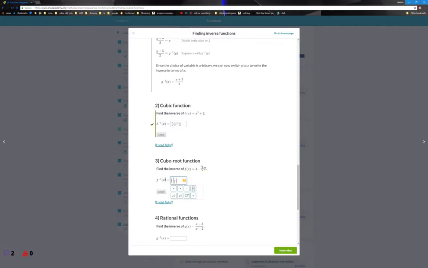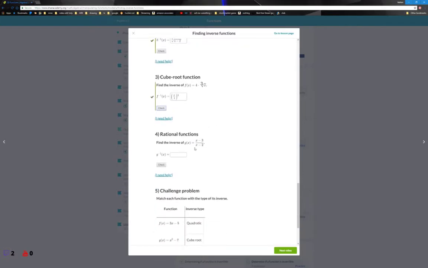So we're going to plug in the answer we got, x over 4 cubed. And we got it right. Now we're going to move on to rational functions. Alright, so find the inverse of g of x equals x minus 3 over x minus 2.